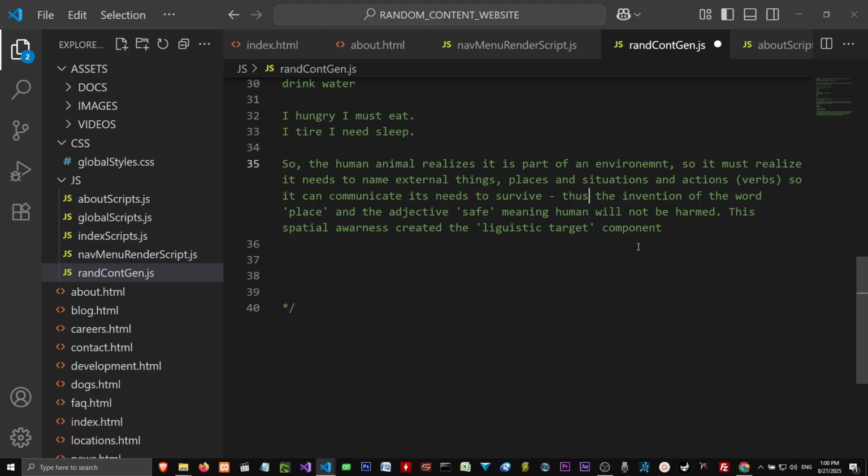So this is a spatial awareness that creates what is called a linguistic target. Like if you remember back to your basic English, you have direct and indirect objects. This is the fundamental evolutionary basis of an object. And I'll get to that with an example here in a minute.